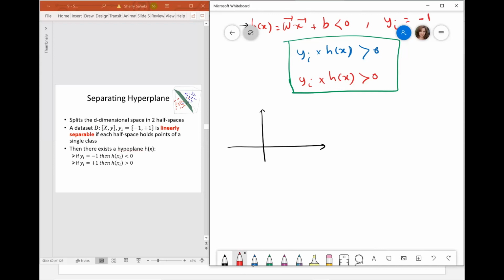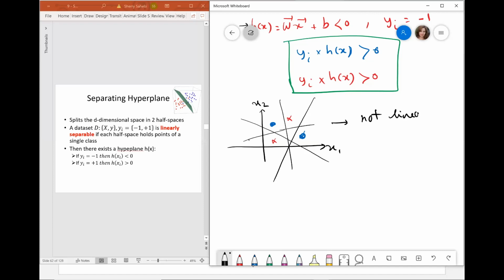So suppose that I have data like this, with these blue and red classes here. I cannot have any line that can separate these into two pure classes, right? Any line that I draw here, I cannot really separate the two classes from each other. So this data is not linearly separable.